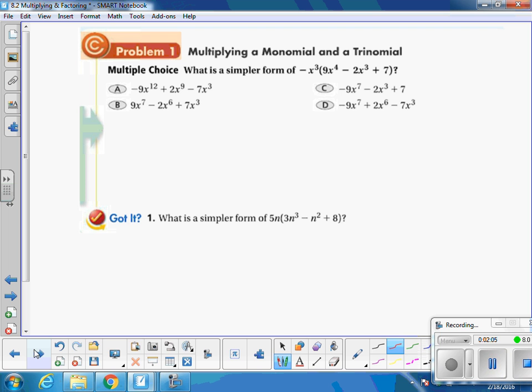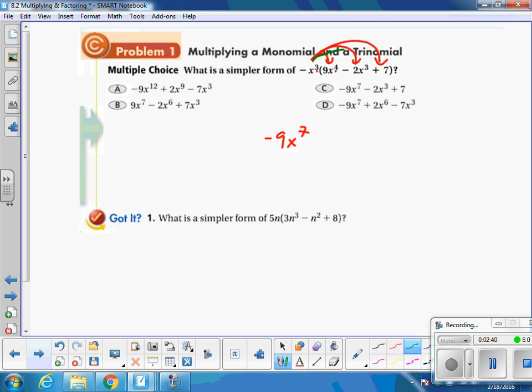What's a simpler form of negative x to the third times this polynomial? Remember, what I'm doing is distributing this out to all 3 terms in there. So negative x to the third times 9 times x to the fourth. So I'm going to end up with a negative 9. That I know. And I've got x to the third times x to the fourth. So I'm going to add those exponents together, as we've learned about exponents: 4, 5, 6, that's going to be 7.